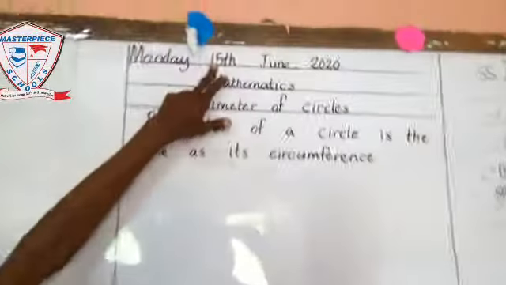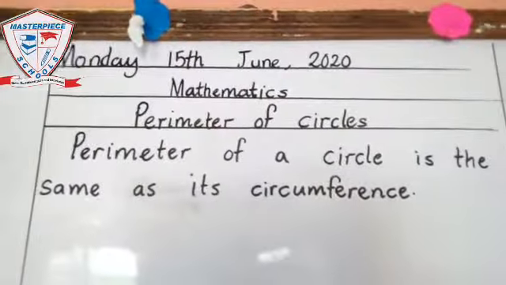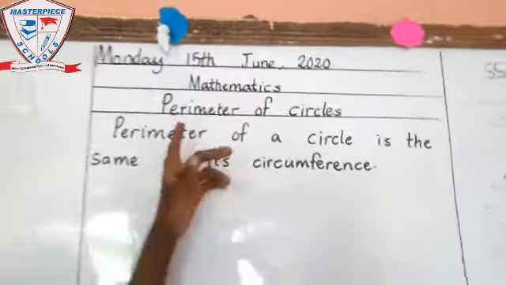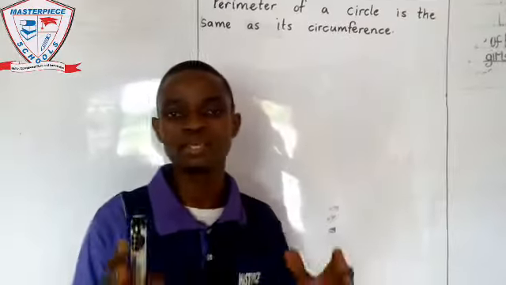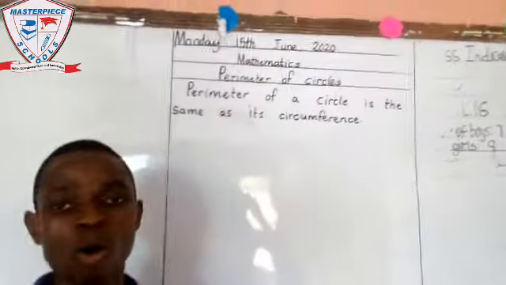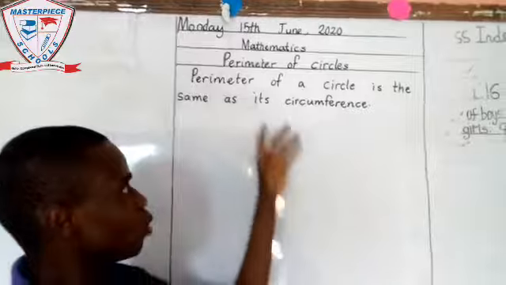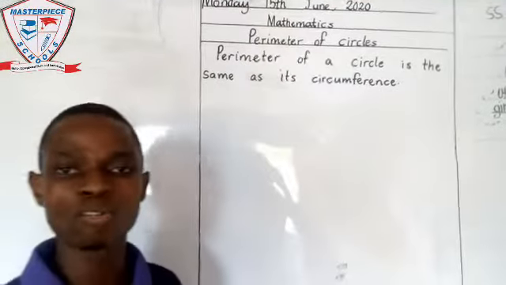Today, Monday, 15th June 2020, we are having mathematics, as you know: perimeter of circles. Last week, we dealt with area of circles. This week, we will be working on perimeter of circles.